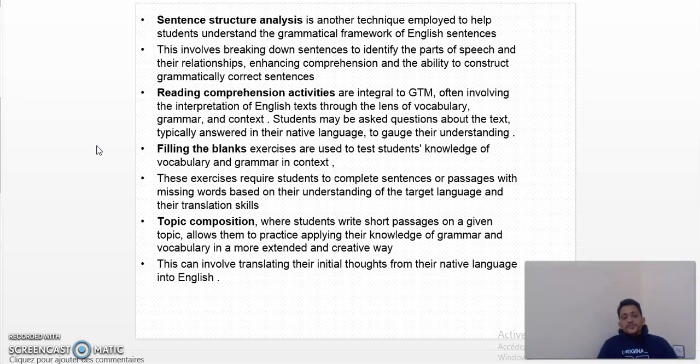Also, topic composition. When students write short passages on a given topic, it allows them to practice applying their knowledge of grammar and vocabulary in a more extended environment. So you can ask students to write a short passage where they use the vocabulary and the grammatical rules they have learned. So this is topic composition. It's a technique. So we have sentence structure analysis, reading comprehension activities, topic composition, and fill in the blanks. This can involve translation of initial thoughts from the native language into English.